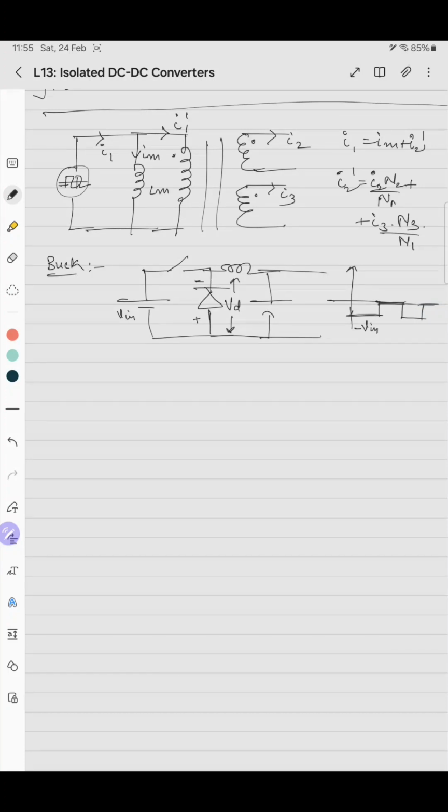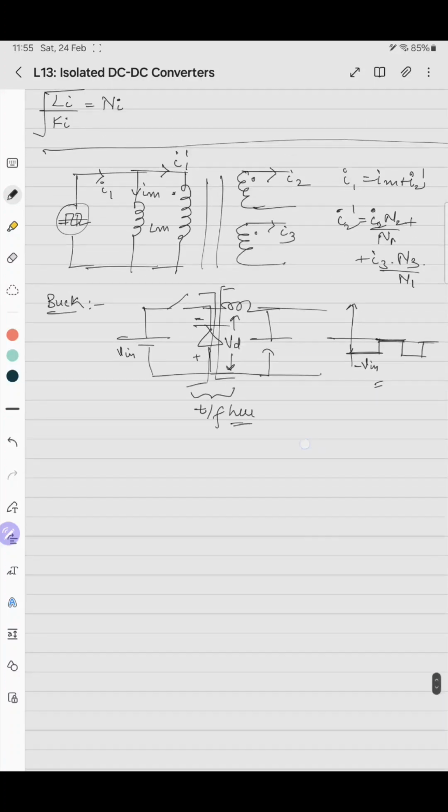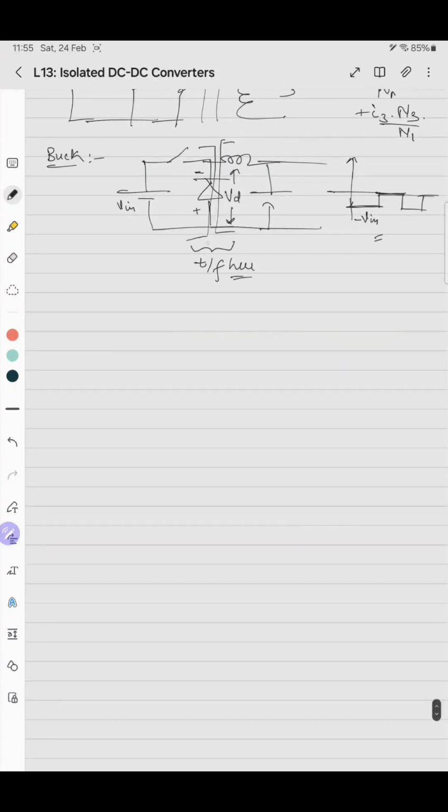So what happens here is, we can break this section and insert a transformer here, in place of this voltage. This voltage source can be applied here. So basically in this branch we can insert a transformer.